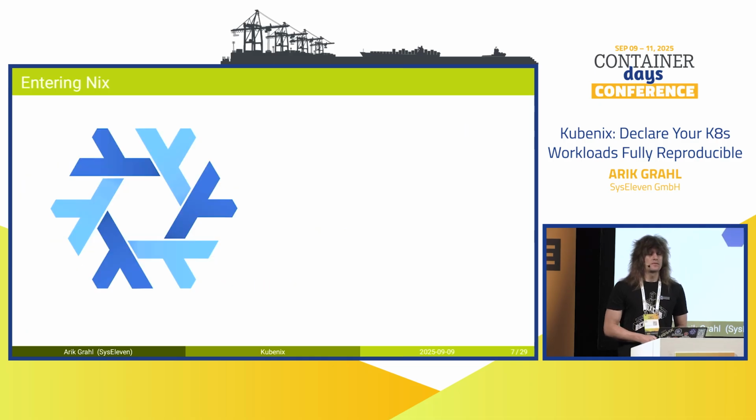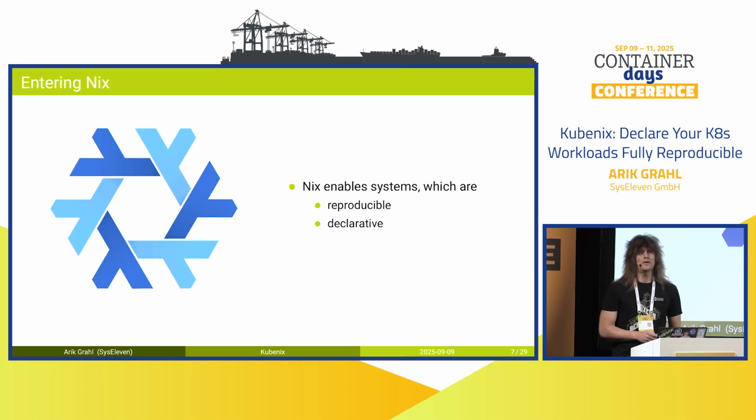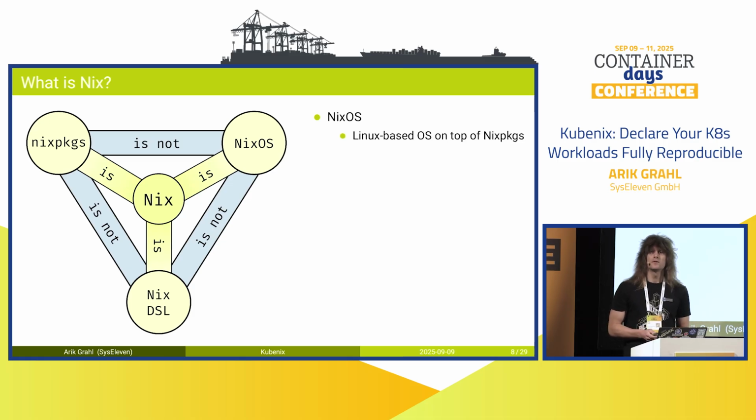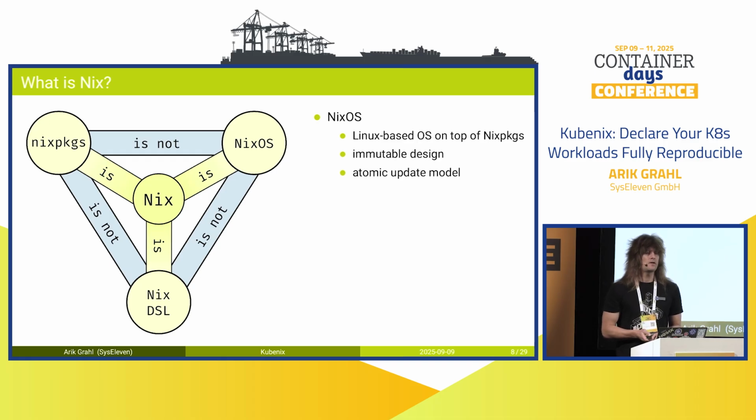Let me introduce you to Nix, the basis that powers Kubenix, and a real solution to many of the problems we've just seen. With Nix, we can make systems that are reproducible, declarative, and reliable. Now, before we go further, let's clarify terminology, because Nix can refer to several things. First, there's NixOS. It's a functional Linux-based operating system built on top of Nix packages. It's immutable by design, and upgrades are atomic and reversible.